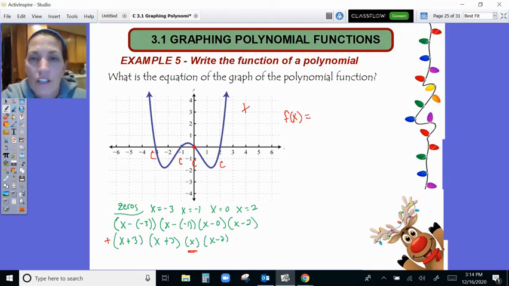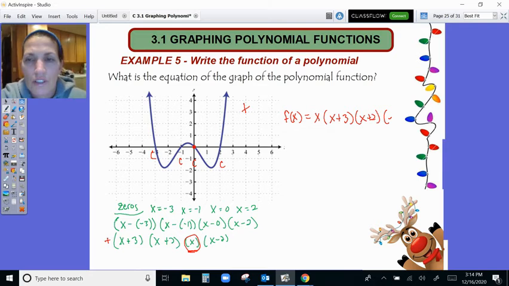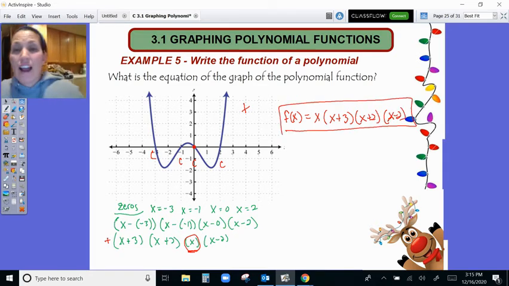So my f of x, or y, equals, and I'm always going to put that x in front. This guy always goes in front. And then I can put these in any order, I really don't care: x plus 3, x plus 1, times x minus 2. And that is the equation for your function in factored form. At some point we're going to be putting them in standard form, but that's not today.